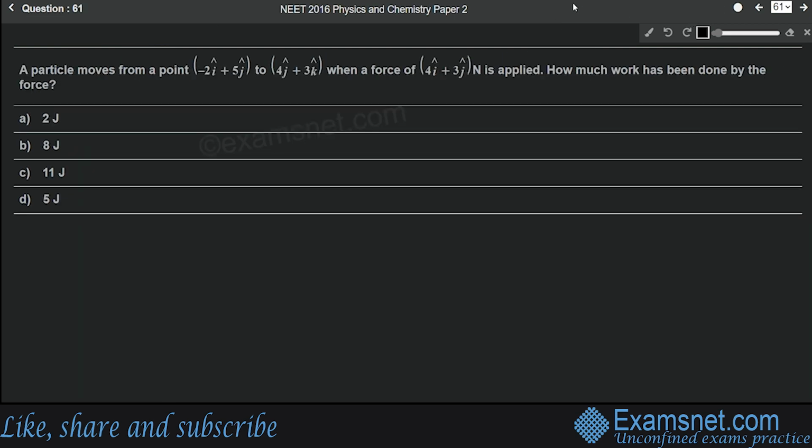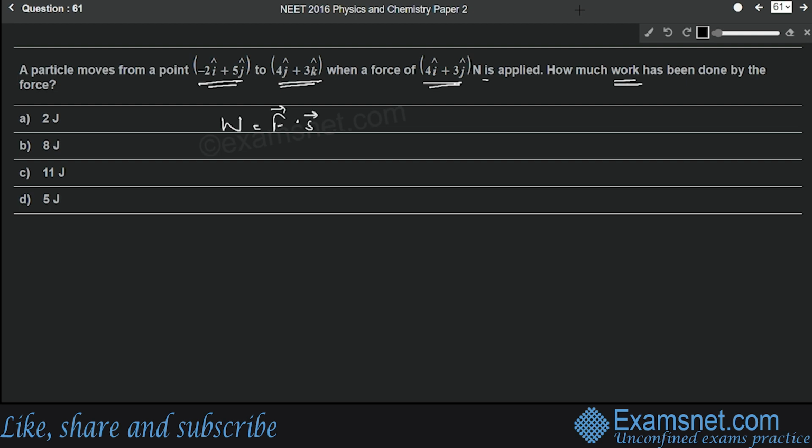Question number 61 is from the chapter Work, Energy and Power. The question is: a particle moves from a point minus 2 i cap plus 5 j cap to 4 j cap plus 3 k cap when a force of 4 i cap plus 3 j cap Newton is applied. How much work has been done by the force? What is the formula for work? It is equal to vector F dot vector S, where F is the force and S is the displacement.